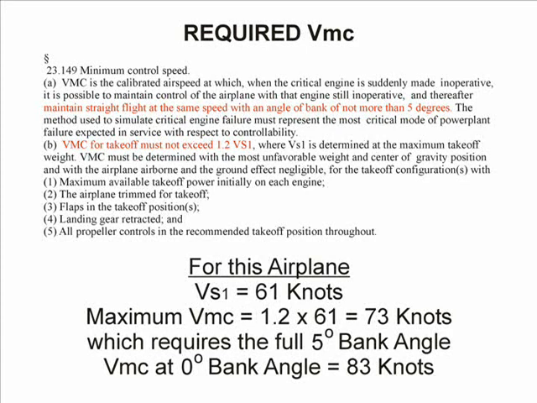The stall speed for our simulated airplane is 61 knots. Maximum VMC is then 1.2 times 61 knots, which is 73 knots. Since the VMC value with the wings level is 83 knots, the full 5 degrees bank angle is required to bring the VMC value down to 73 knots.